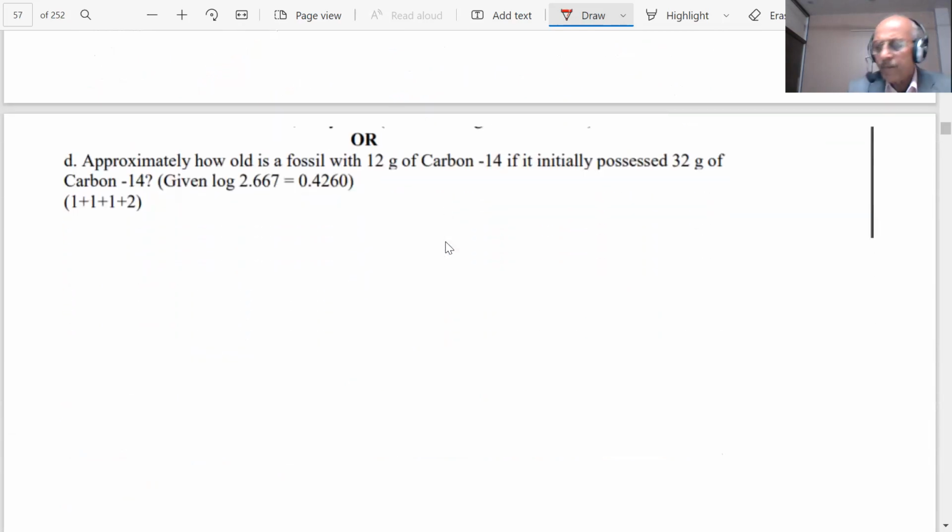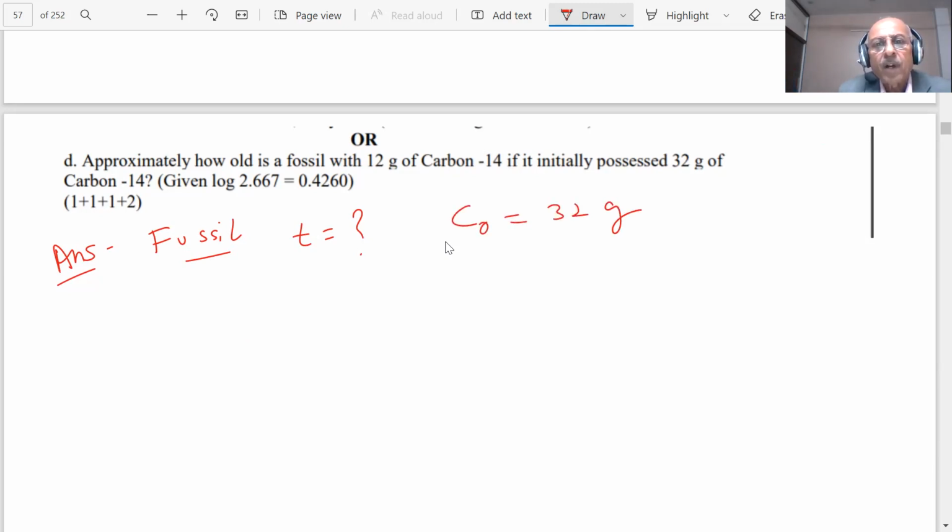There is a choice here. What is the choice, students? The choice is that approximately how old is a fossil? You have a fossil, student. How old is this? That means you have to find that value of T. With 12 gram of C14, if initially it possessed 32 gram, the initial concentration is 32 gram, the concentration now is 12 grams. Then what is the time period for this?